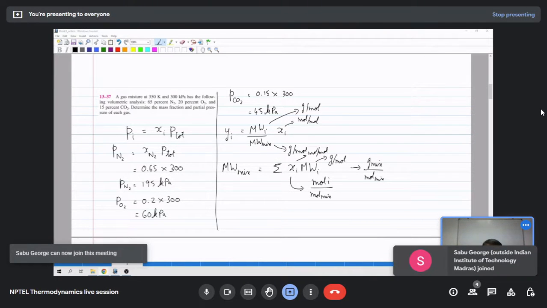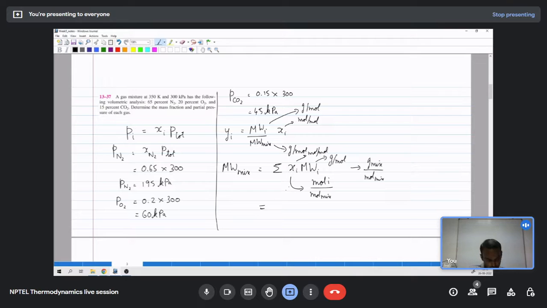So I will start writing this. For the first component I have nitrogen. The nitrogen's molar fraction is 0.65 into molecular weight is 28 plus 20% of oxygen, so it is 0.2 into 28 plus 15% of carbon dioxide, which is 0.15 into 44.